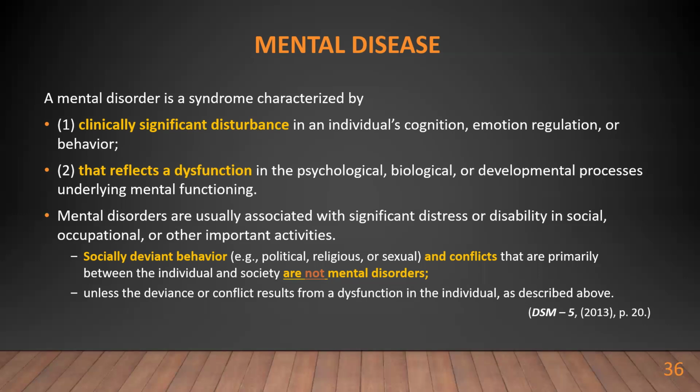Unless the deviance or conflict results from a dysfunction in the individual as it is described above. So what this definition of DSM-5 does, it tells us that basically mental disorders are disturbances that reflect dysfunction, but this dysfunction doesn't mean that you cannot be different, individual, or weird within the boundaries of certain psychiatrically accepted ideas. I hope you get this because this is crucial. This is the reason why mental disease is difficult to define, and that difficulty actually creates endless discussions about what is and what isn't normal.